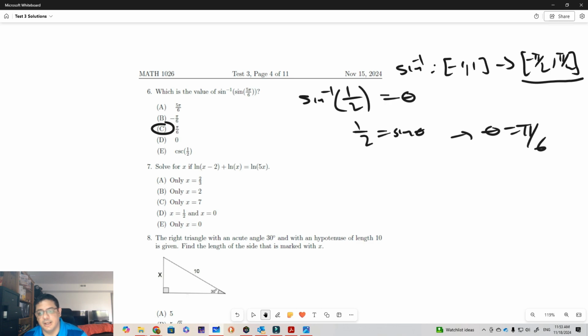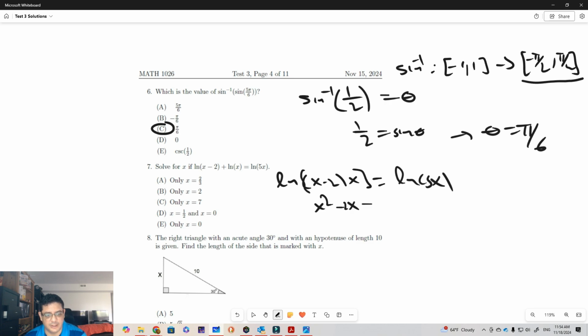Okay. Now number 7 is about log equations. We can fold this first by properties of the product. This is log of x minus 2 times x equals log of 7x. We apply exponentials on both sides to get rid of the log, and we get that x squared minus 2x equals 7x, or equivalently x squared minus 7x equals 0, x minus 7 equals 0.